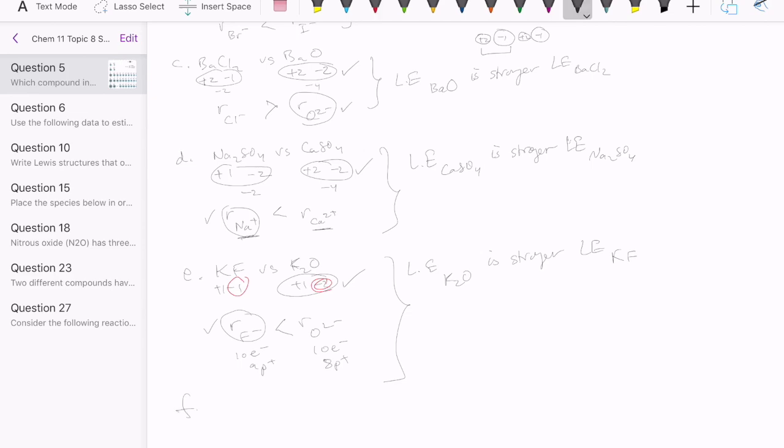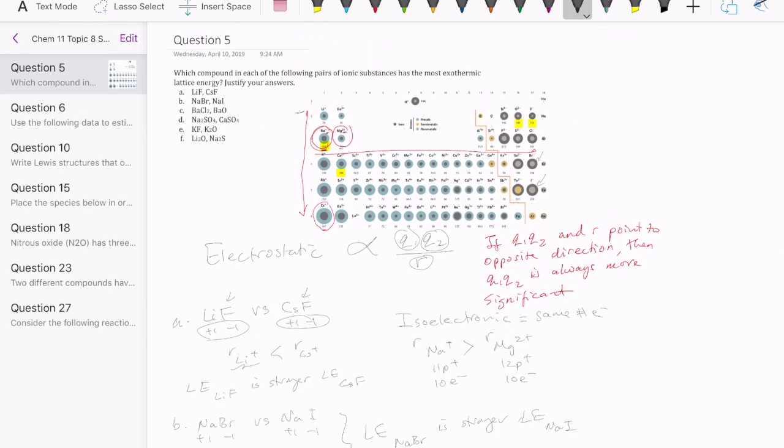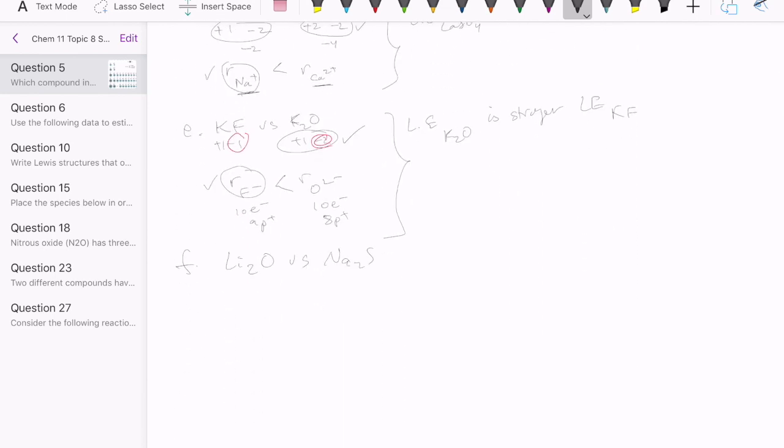All right. Last question is Li2O versus Na2S. So with this one, we have a +1, -2. Na is +1, S is -2. So the charges are the same in terms of how the ions are. So that means we have no difference there. We have to look at the distance now. Let's take a look at the radii of the ions. So the radius of lithium ion versus the radius of sodium ion, and then the radius of oxide ion versus the radius of sulfide ion.